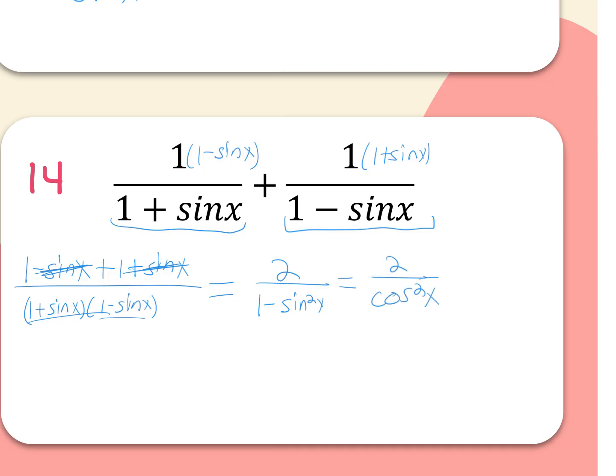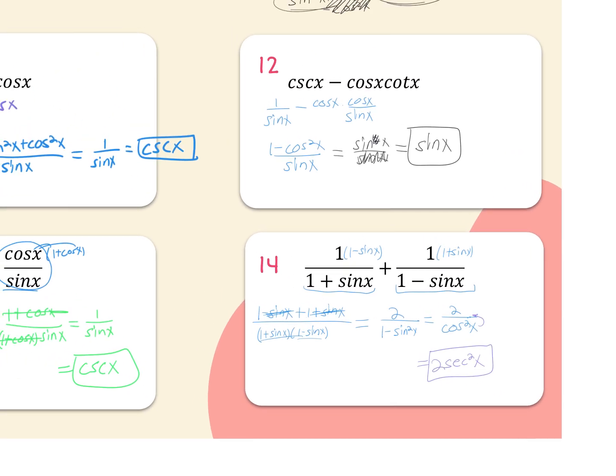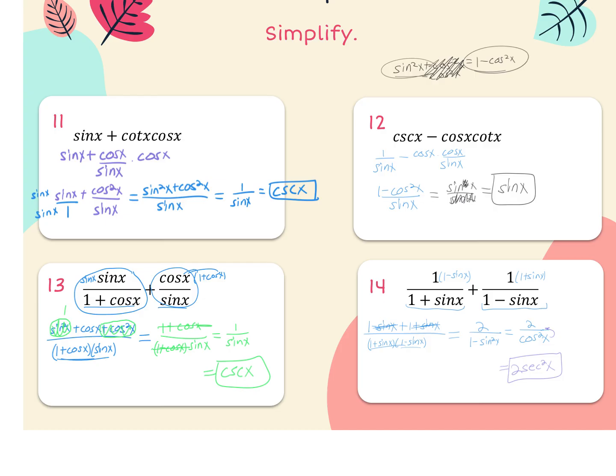If you can't see that, just look at your identities, try to manipulate it to get a 1 minus sine squared x, and then we get a 2 over cosine squared x. Very last thing we can do, cosine on the bottom is the same as secant on top. So this whole thing is just going to become 2 secant squared x, and that's as simple as we can make it. Hopefully not too bad, right? Some of these are a little complicated. With time, again, I keep telling you guys, it shouldn't be too bad.